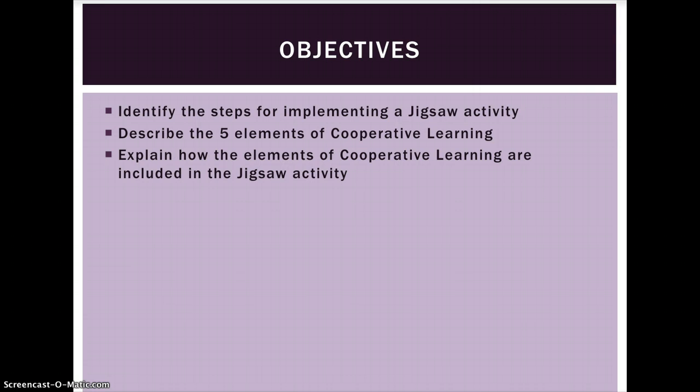The objectives of this presentation are to identify the steps for implementing a Jigsaw activity using the worker travel module, to describe the 5 elements of cooperative learning, and finally to explain how the 5 elements of cooperative learning are incorporated in the Jigsaw activity and the skills that are gained by the students when using this with worker travel.